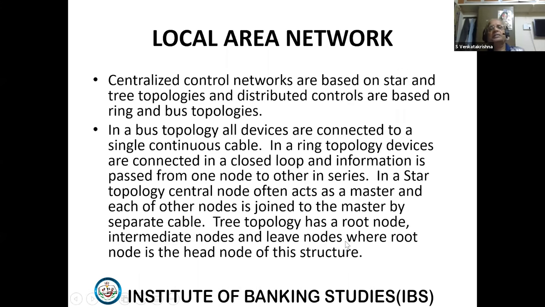Now, centralized control networks are based on star and tree topologies, and distributed controls are based on ring and bus topologies. This is another question being repeated. Okay. What is a star topology and what is a tree topology? What are distributed controls based on ring and bus topologies? What is a distributed control?